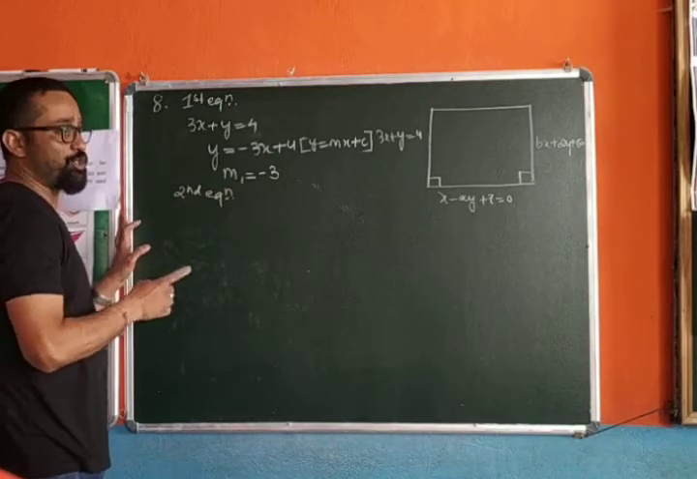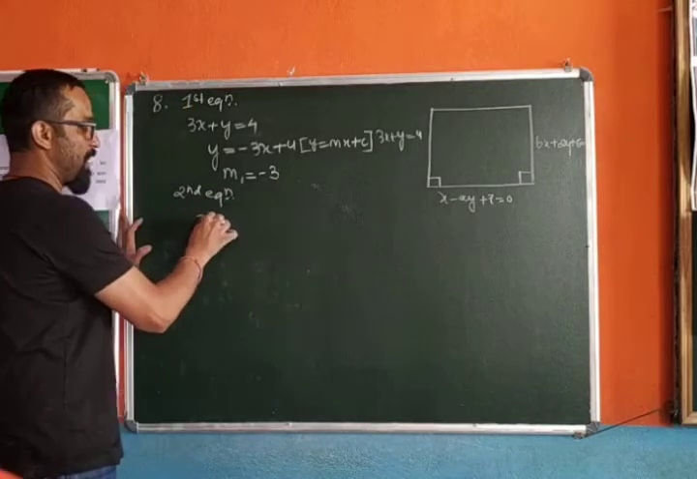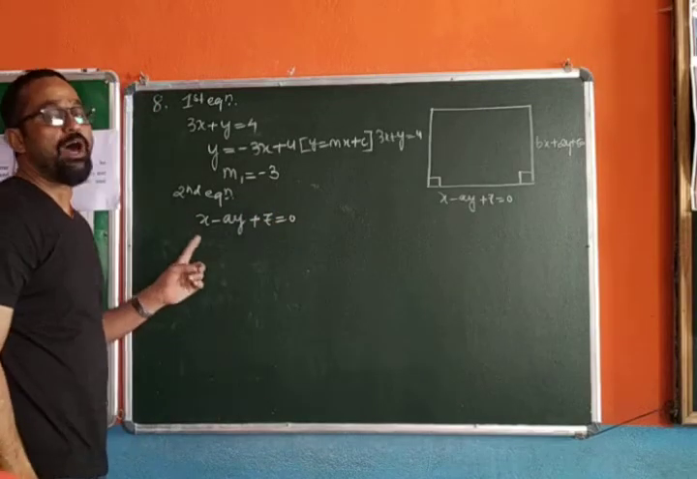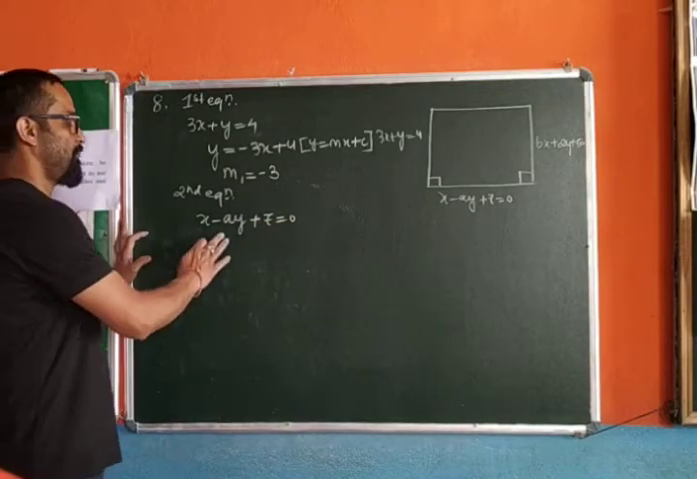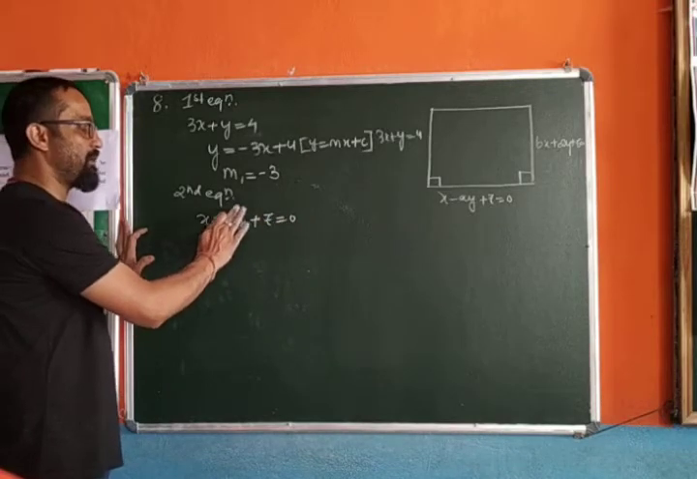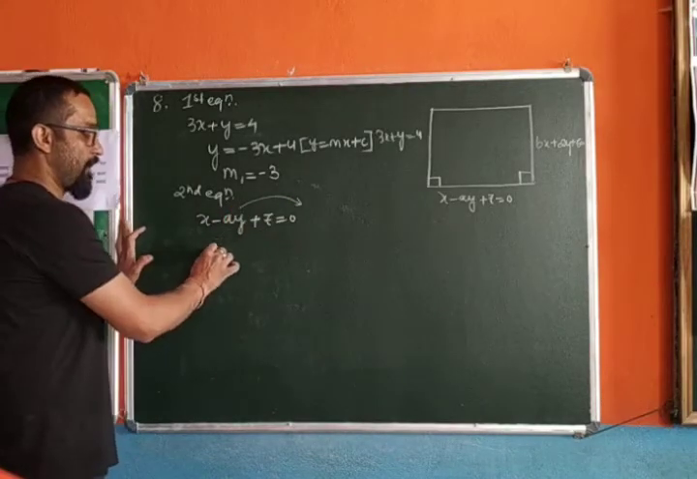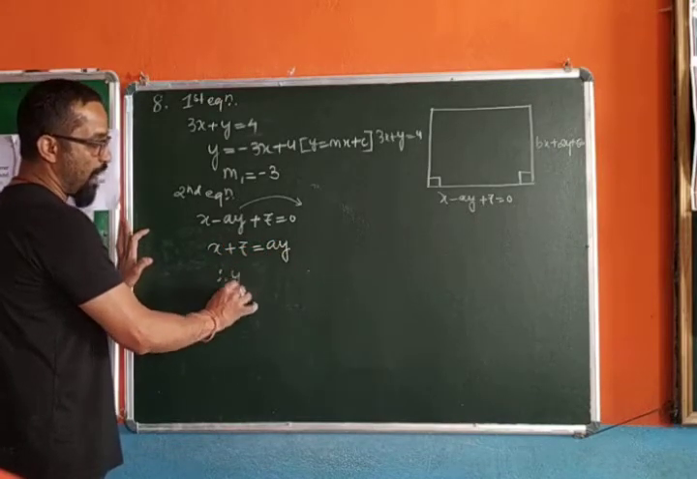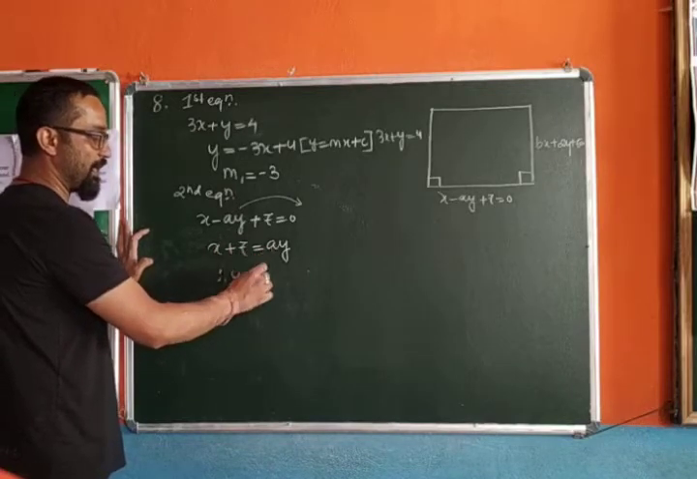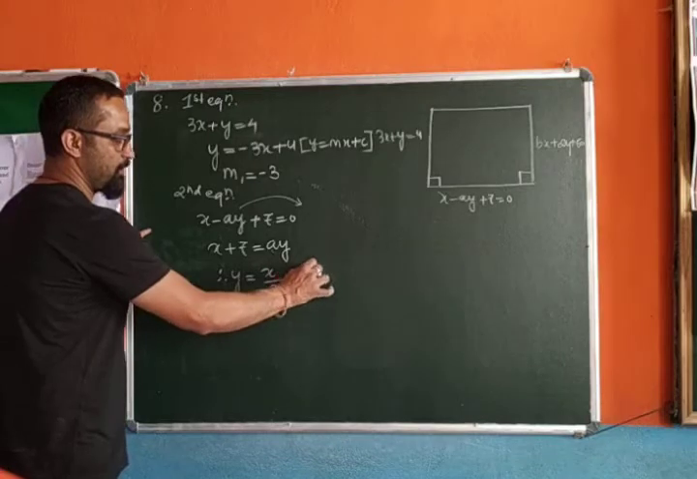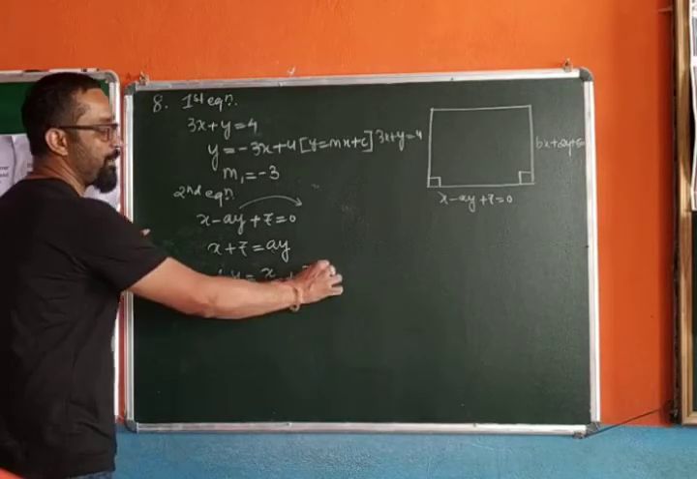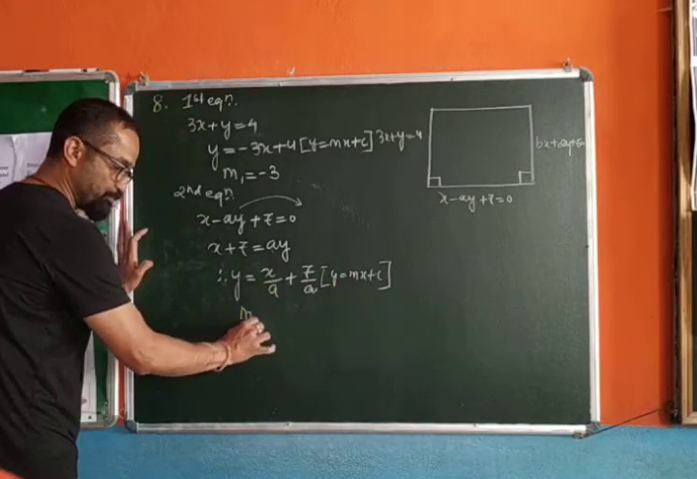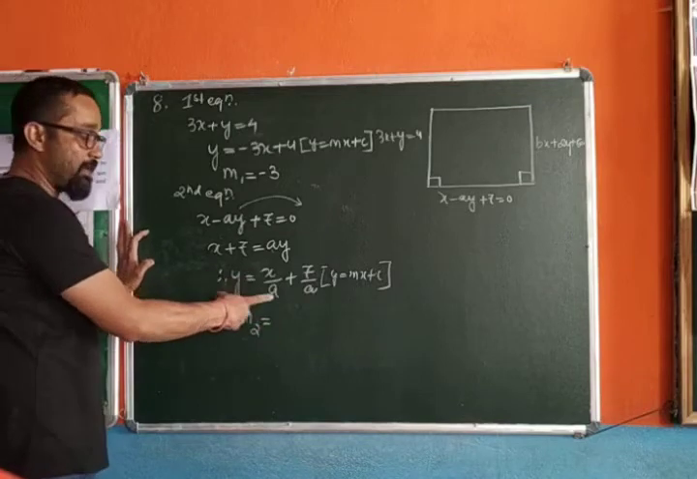When we take the second equation, x minus ay plus 7 equal to 0, make y the subject of the formula. You can do it directly if you want. If y is minus, you directly take it to the other side: x plus 7 is equal to ay. Therefore, y is equal to, divide both sides by a, x divided by a plus 7 divided by a. Compare it with y equals mx plus c. m2 is 1 divided by a.